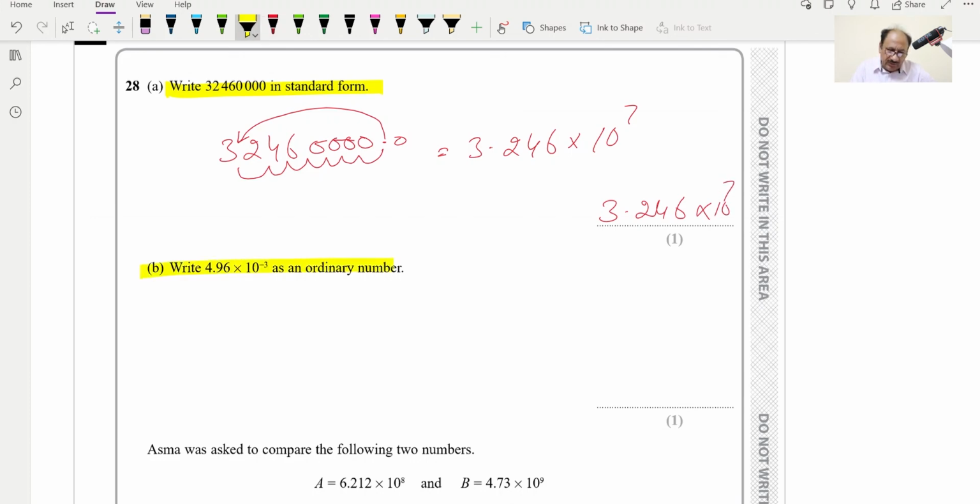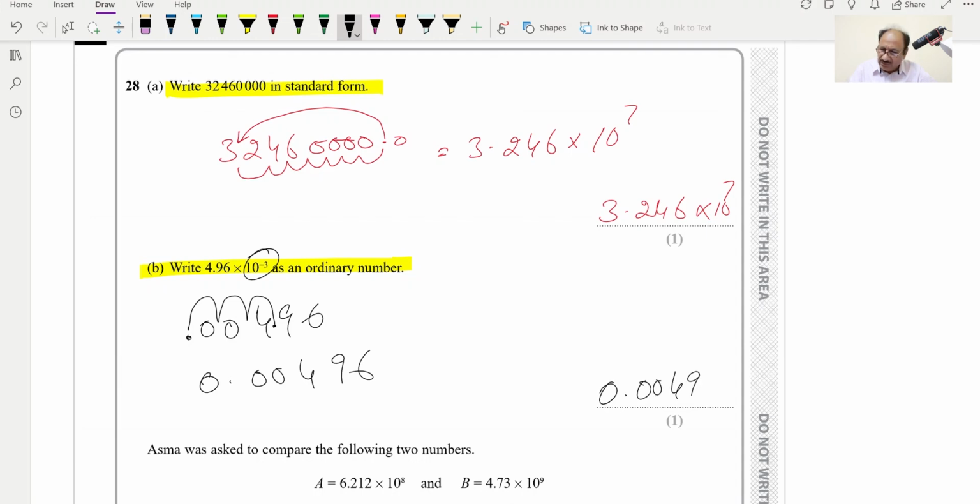Now write this number as an ordinary number. So it's 10 raised to the power minus 3. So we'll be shifting the decimal to the right. So it will be 496. The decimal is over here, so 1 jump, 2 jump, 3 jump. So the decimal will reach here and we'll add zeros and our answer will be 0.00496. Hopefully you understood this. So 0.00496, you can write the direct answer. This whole working I provided for your explanation.